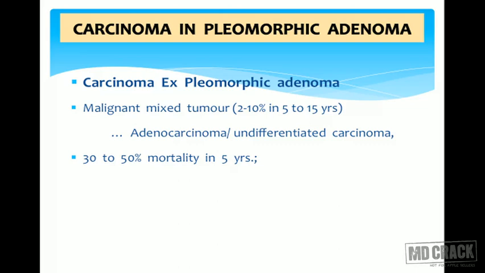Both are one and the same. So malignant mixed tumors constitute around 10% of the cases, and they are long-standing cases. Pleomorphic adenomas which are neglected for many years are the ones known for development of adenocarcinoma. Sometimes even undifferentiated carcinoma can develop. If carcinoma develops, then the mortality rate rises. So it can become 50% mortality in 5 years.